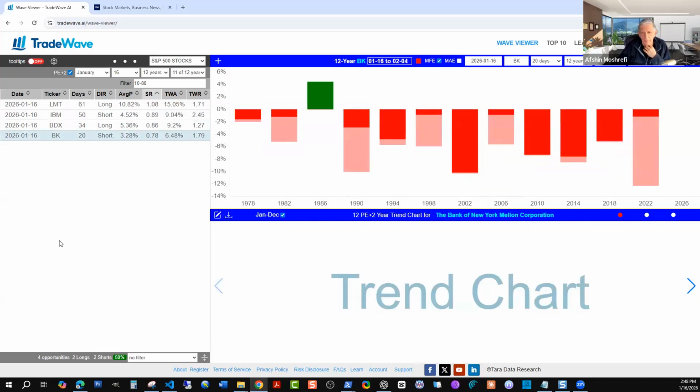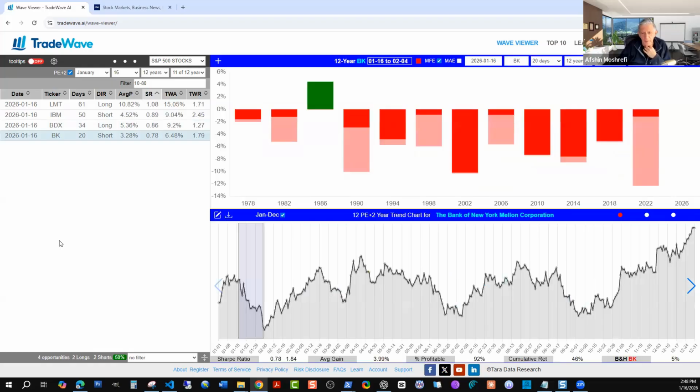And Bank of New York. Very negative here. I'm pretty sure Bank of New York is a low volatility stock too. Yeah, but this is actually about average down of 4%. In 2022, it dropped. And this is actually 12%. 5, 7.